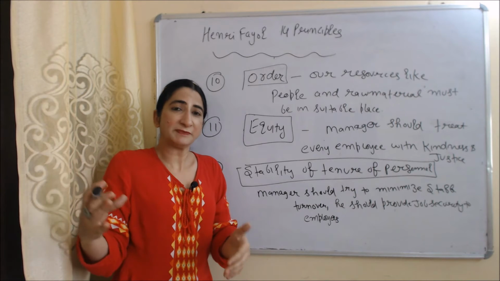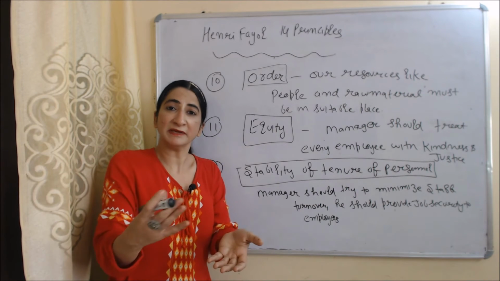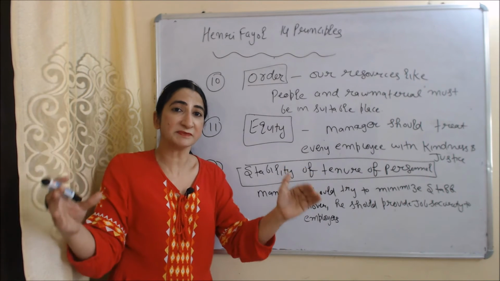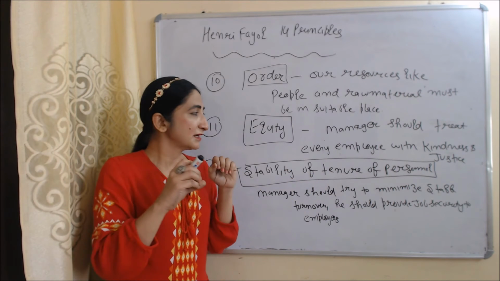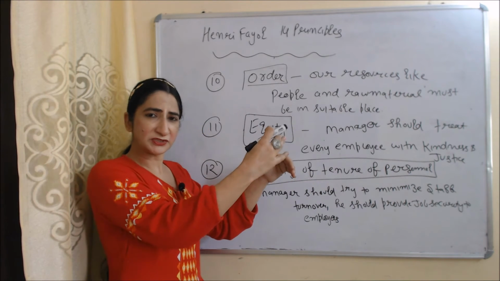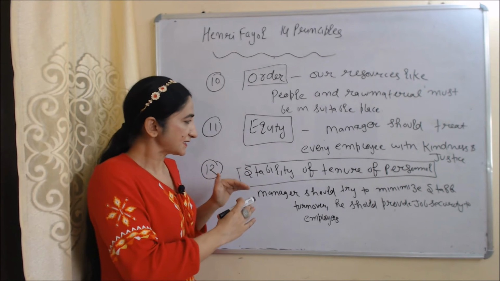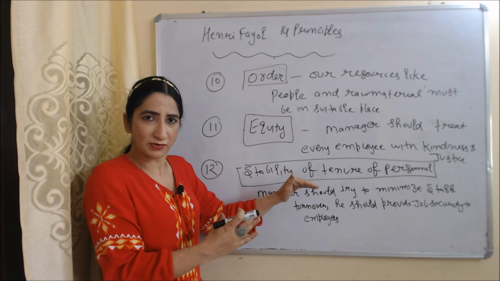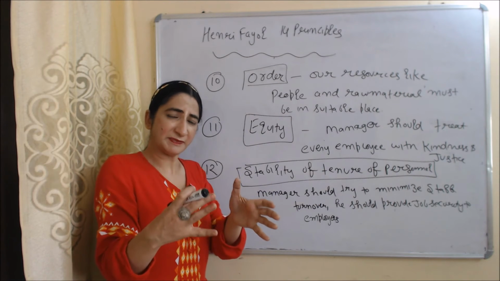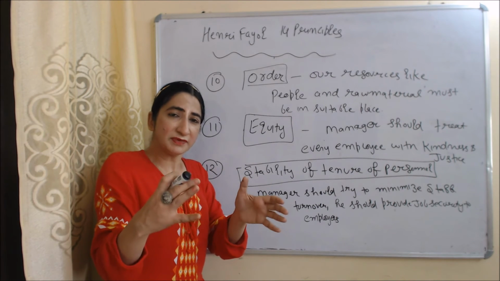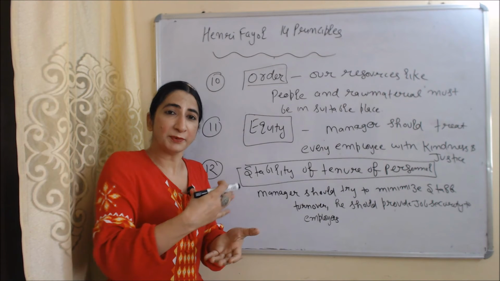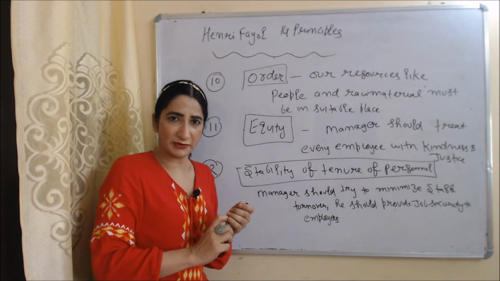According to this principle, our resources like people and raw material must be in suitable place. Next is equity. Manager should treat every employee with kindness and justice. Next is stability of tenure of personnel. According to this principle, manager should try to minimize staff turnover and provide job security to their employees.